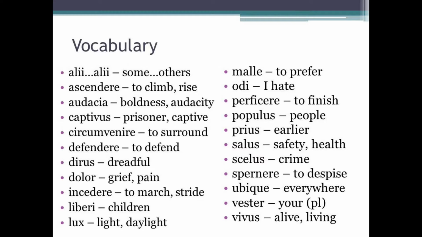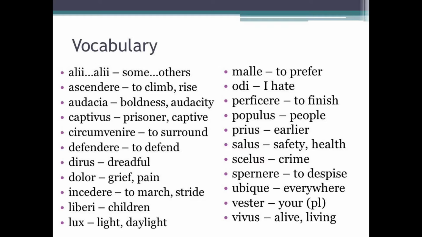Now that we've covered the grammar, it's time to move on to the vocabulary. Alii alii, some others. Ascendere, to climb. Audacia, audacity or boldness. Captivus, a prisoner or captive. Circumvenire, to surround. Defendere, this is quite a nice easy one to remember, to defend. Dirus means dreadful. Dolor is grief or pain.